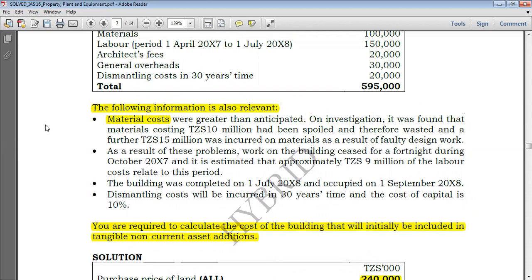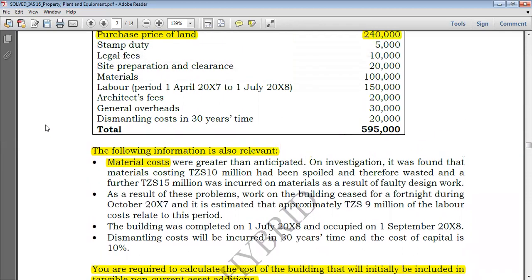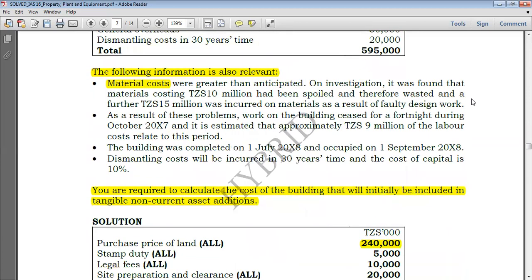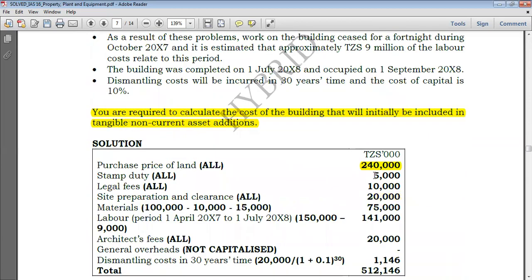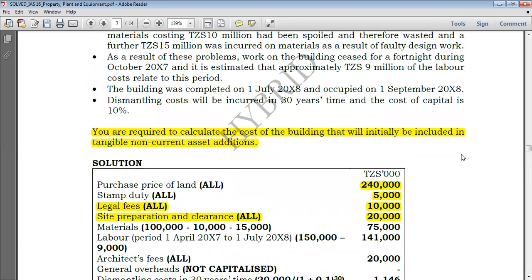And then you proceed. We have stamp duty. This is usually non-refundable, so you have to capitalize it. Going down, you have legal fees. This is a professional cost, and we said that professional fees are capitalized. And down here, site preparation and clearance. By preparing and clearing the site, it means that you have already chosen the site, so it's also capitalized. Stamp duty, legal fees, and site preparation, you capitalize them all. Then we go further.